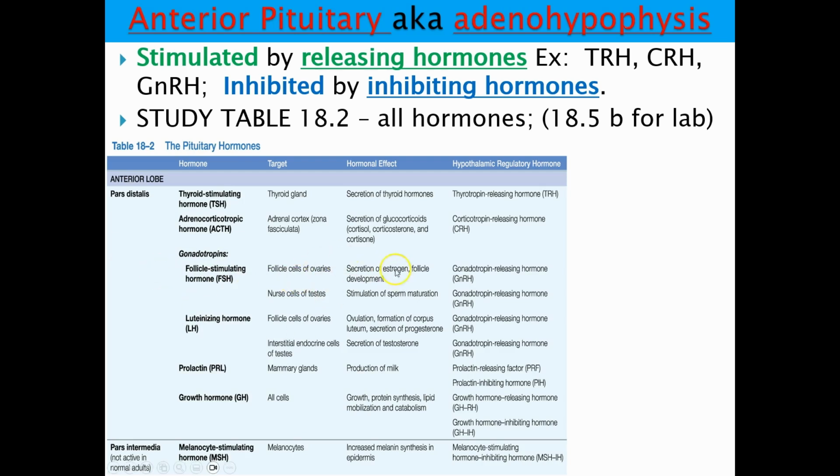But notice if it targets ovaries or testes, ovaries or mammary gland, ovaries or testes, and then testes again here. If it's targeting these, the cascade is going to start with gonadotropin releasing hormone. This is a hypothalamic hormone that triggers the release of FSH and LH.